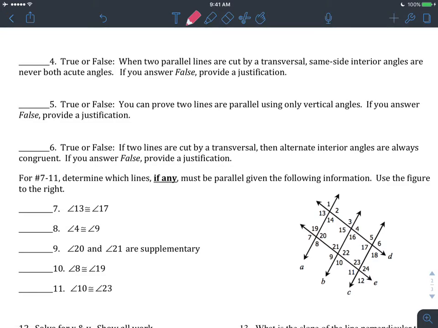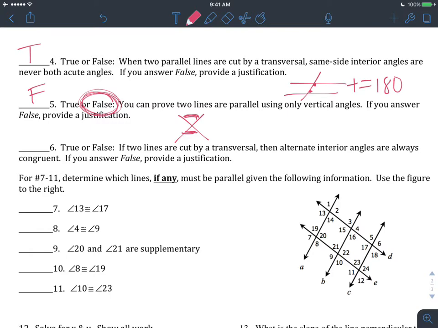Okay, true or false? When two parallel lines are cut by a transversal, so that you have same side interior angles, so those two that I put dots on, they are never both acute. This is true. Since they have to add up to equal 180, they cannot both be acute, otherwise they won't get up to 180. All right, true or false? You can prove two lines are parallel using only vertical angles, so angles that are across the vertex. That is completely false. False, false, false. Don't forget that.